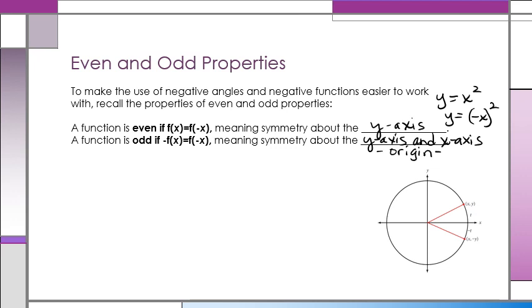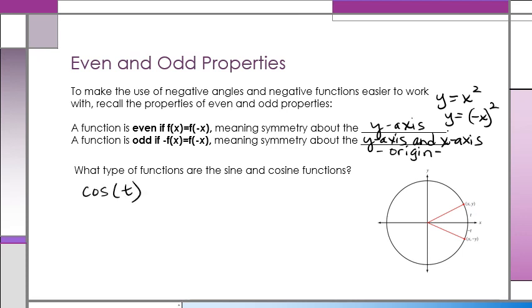So let's see how that helps us. What type of functions are the sine and the cosine function? So pause the video for a second and give that some thought, and then come back. I'm going to start with the cosine function. So using the circle that we see down here at the bottom, let's just say that if I had the cosine of some angle t, based off of that circle, I would say that the output is x.